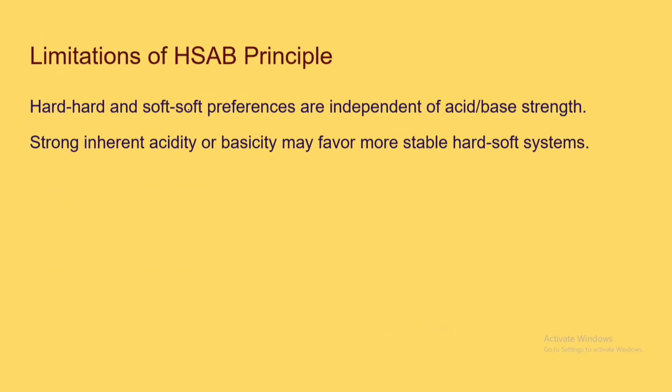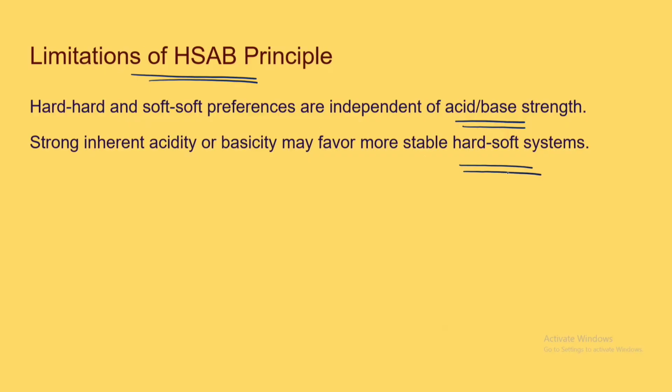Next, talking about the limitations of the HSAB principle. So mainly the hard and soft factors, according to this HSAB principle, are independent of the acidic or the basic strength. It is not going to explain, based on these interactions, which acid is stronger, which one is a weaker acid, why certain bases have higher basicity when compared to other bases. All these are not explained according to the HSAB principle. But sometimes even this rule, when I'm talking about the limitation, is violated by the acid or base strengths, which can lead to more stable hard-soft systems also.